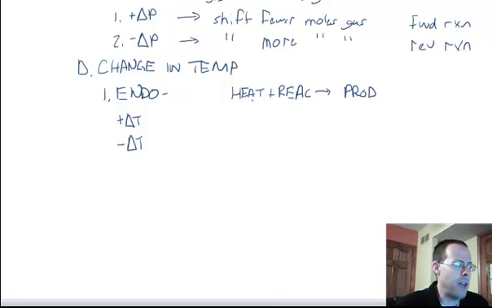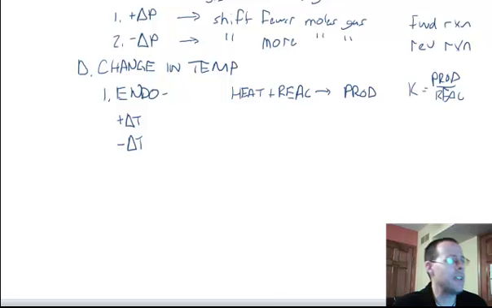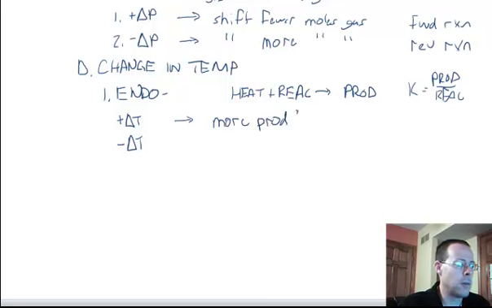What's going to happen is, if we add heat, it's going to make more product. So it's going to use up this reactant because we're actually adding more reactant kind of as our heat. Even though that does not show up in our K expression, this is just going to be products over reactants, and heat does not show up here, it kind of acts as an artificial reactant. So if it's an endothermic reaction and we change the temperature positively, our reaction is going to shift to more product and less reactant.